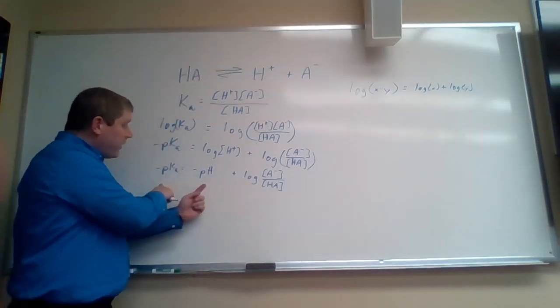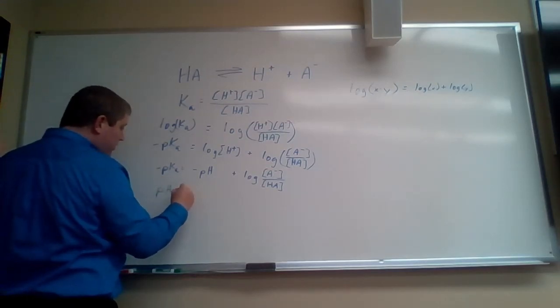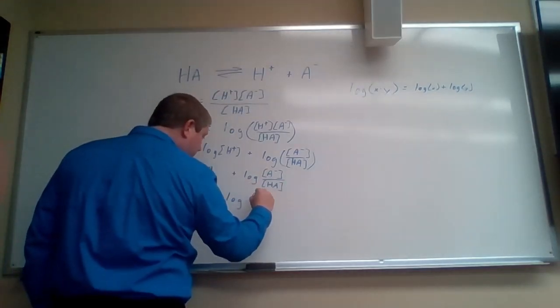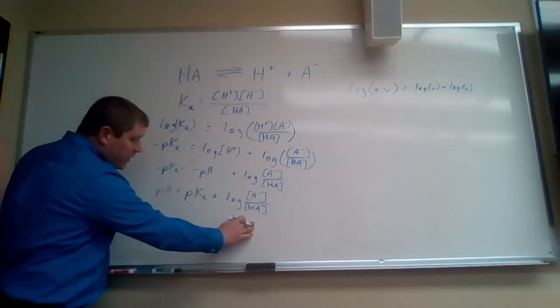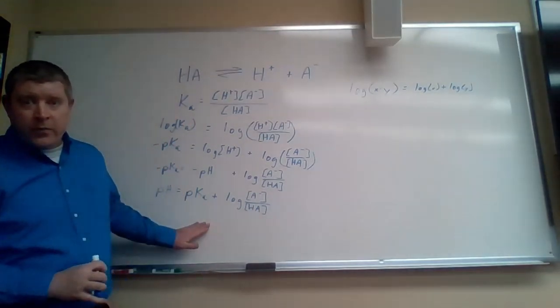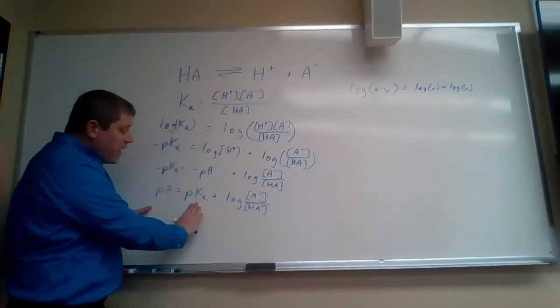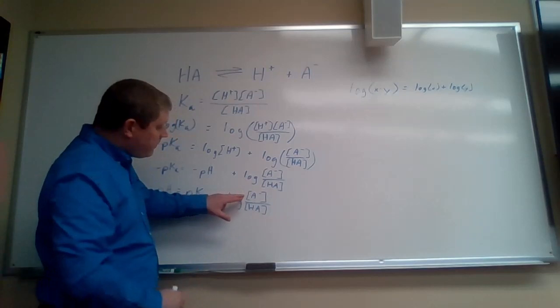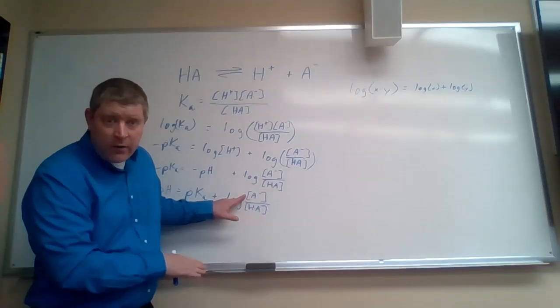And now let's swap the sides of these two. So let's add pH and add pKa to both sides. So we have pH equals pKa plus that log term. And this then is the Henderson-Hasselbalch equation. And so this then relates the pH of a buffer to the pKa of the acid and the log of the ratio between the concentration of the acid to its conjugate base, or rather the concentration of the base to its acid.